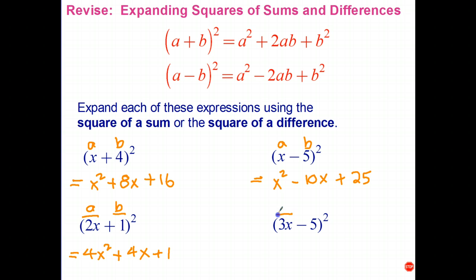And the last one, A is equal to 3X, B is equal to 5. So that expands to be 3X all squared, which is 9X squared. There's a minus there, so there's a minus there. 2 times 3X is 6X, 6X times 5 is 30X. And then 5 times 5 is 25.